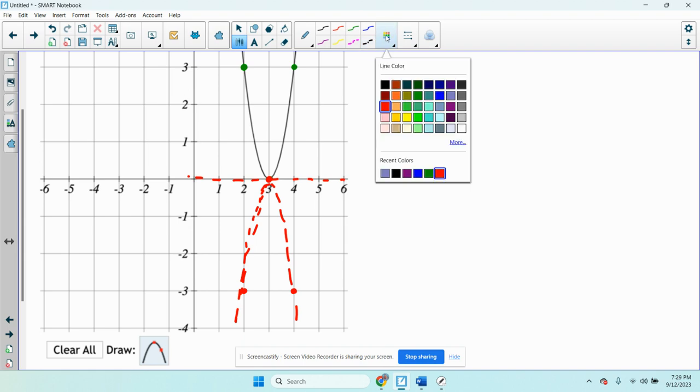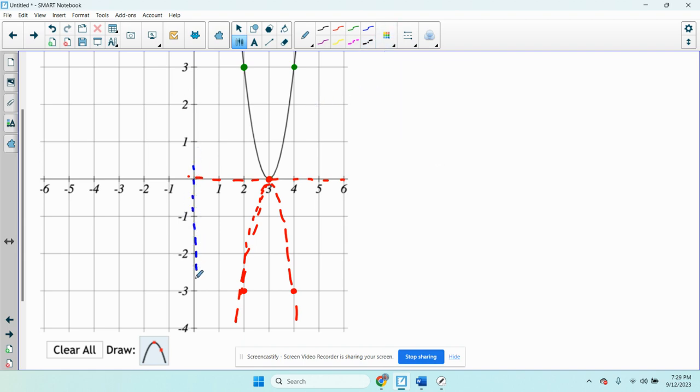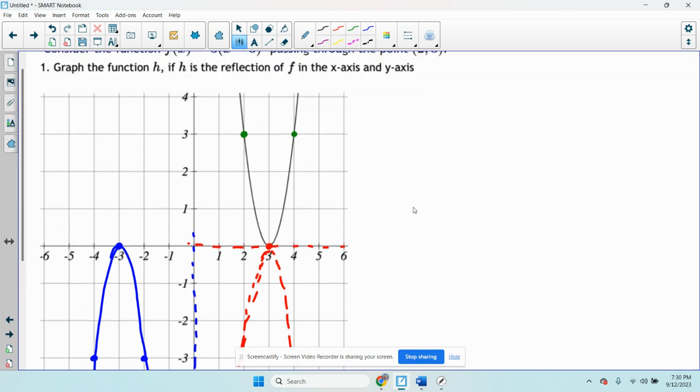Now it wants us to flip it again about the y-axis. So I'm going to take every point. The vertex is 3 away from the line. I'm going to make it 3 units away on the other side. This point is 2 units from the line. I'm going to make it 2 units away on the other side. This is 4, so I'm going to make it 4 units away on the other side. So my resulting parabola is going to look like this. Okay.